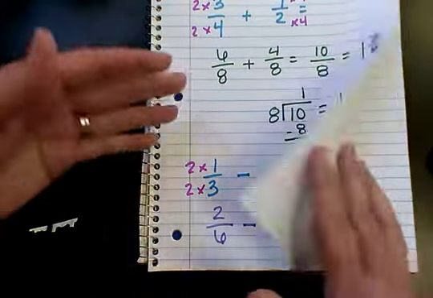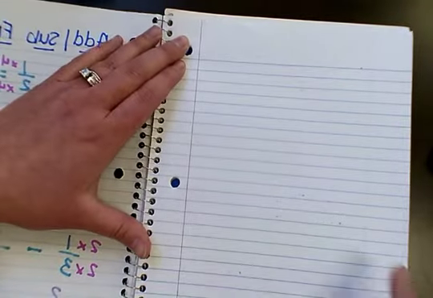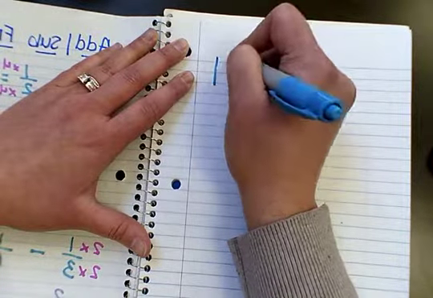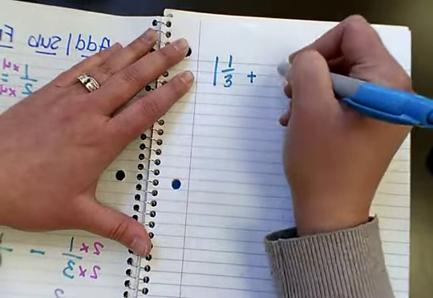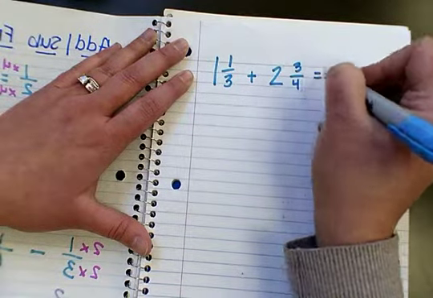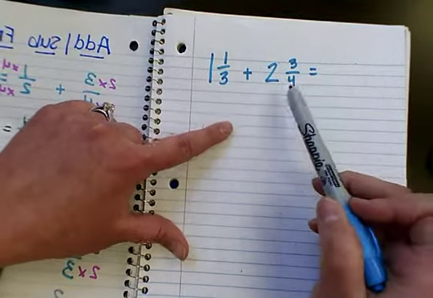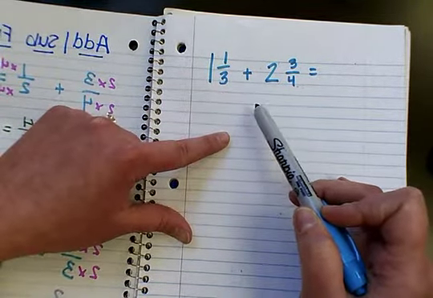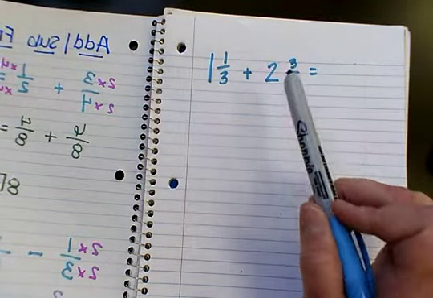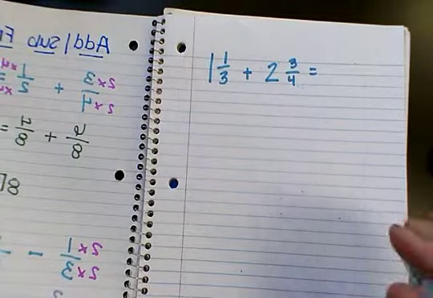This process is still the same if you're doing mixed numbers. The only difference is sometimes mixed numbers can get a little tricky. If we have 1 and 1/3 plus 2 and 3/4, for example, you can do it two ways. You can add the whole numbers first and then add your fractions, or you can change them both into improper fractions and then add them, and change the denominators and everything. So we're going to do that first.